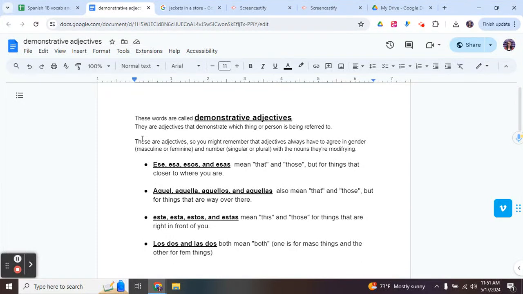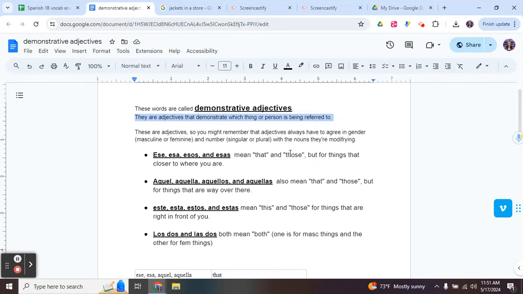Demonstrative adjectives do kind of what the name says. They demonstrate which one you're talking about. And so hopefully that might help you remember what they are, but that's not the biggest deal with these. What's most important is to know how to use them. So, right, they demonstrate which thing or which person you're referring to.